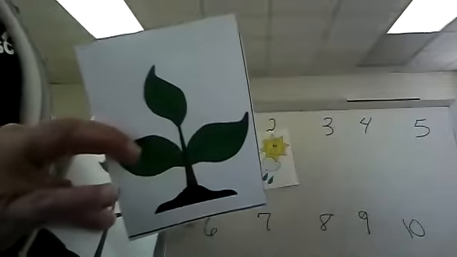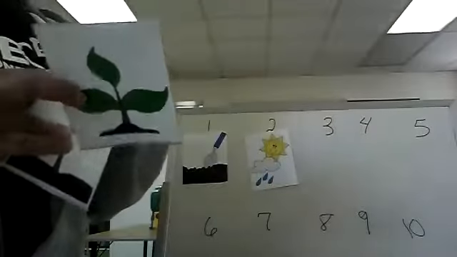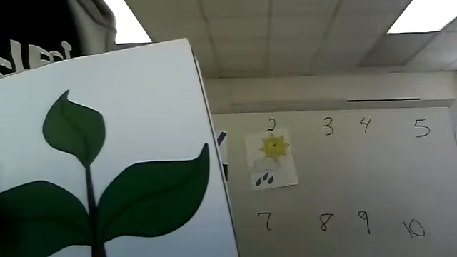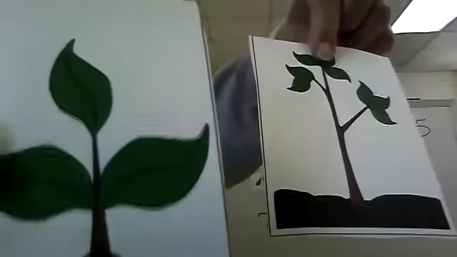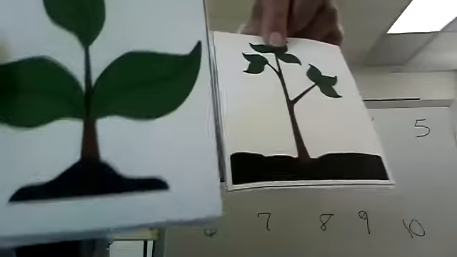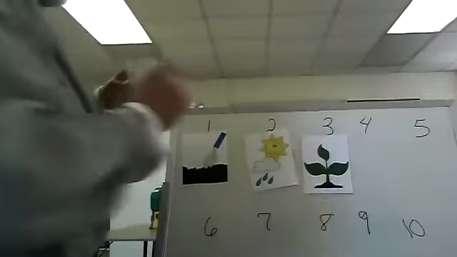And after the sun and the rain helped to grow the seed, did we get the little tree, or the big strong tree? Which one, Miss Julie? I think it was the little sapling. Good job, Miss Julie. We got the little tree.